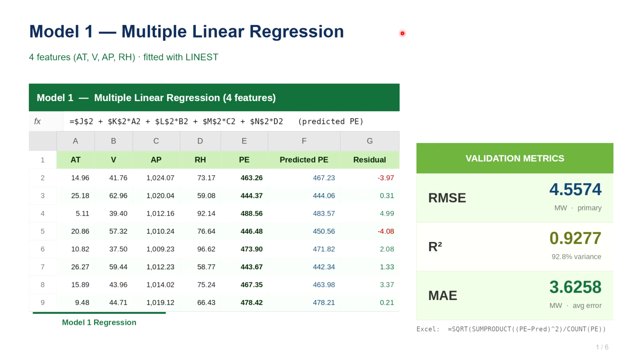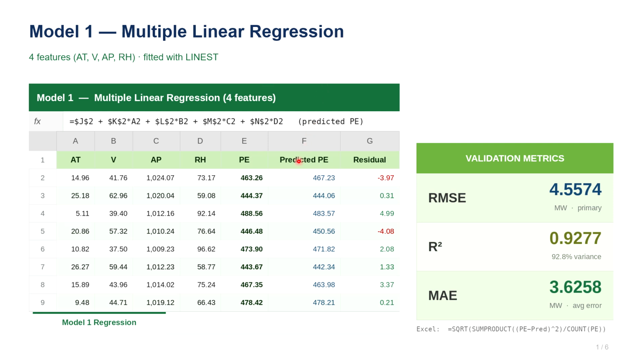First, the problem type. Look at the PE column. The values are continuous numbers around 443 to 488 megawatts. Because we are predicting a continuous quantity from labeled examples, this is a supervised regression problem, not classification.